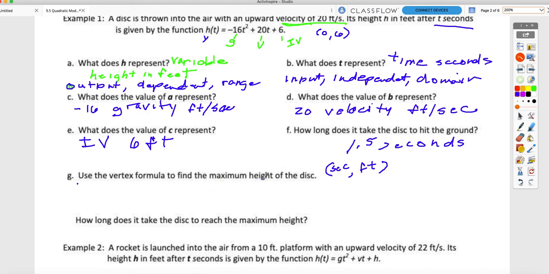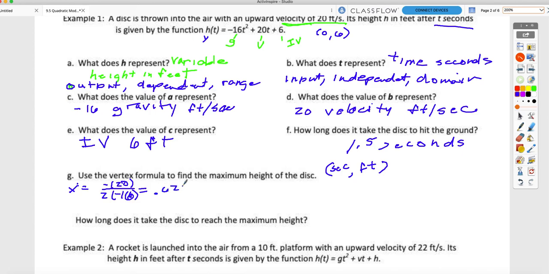The maximum height, is that going to be in seconds or feet? Maximum height is going to be in feet. So I already know I need the y value. So x is equal to negative b, and b is 20, but the formula has a negative, over 2 times a. And if I run that through my calculator, that's a 10, that's a 16. It tells me that I've got 0.625.